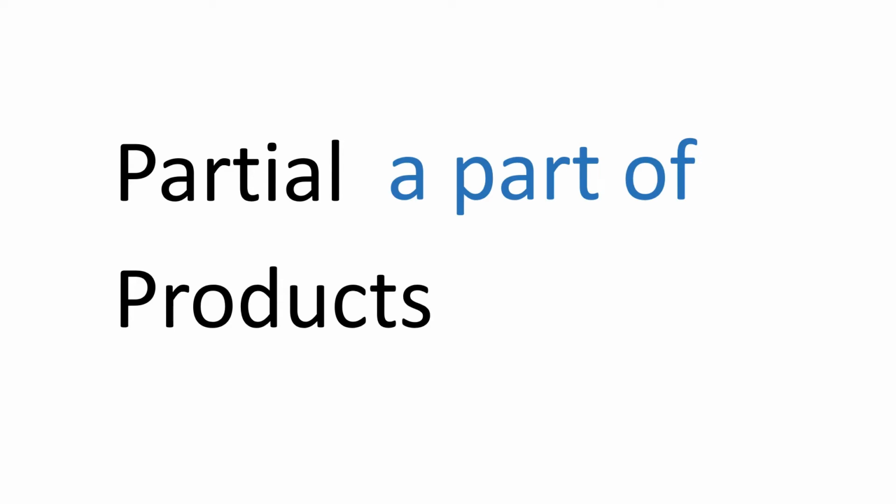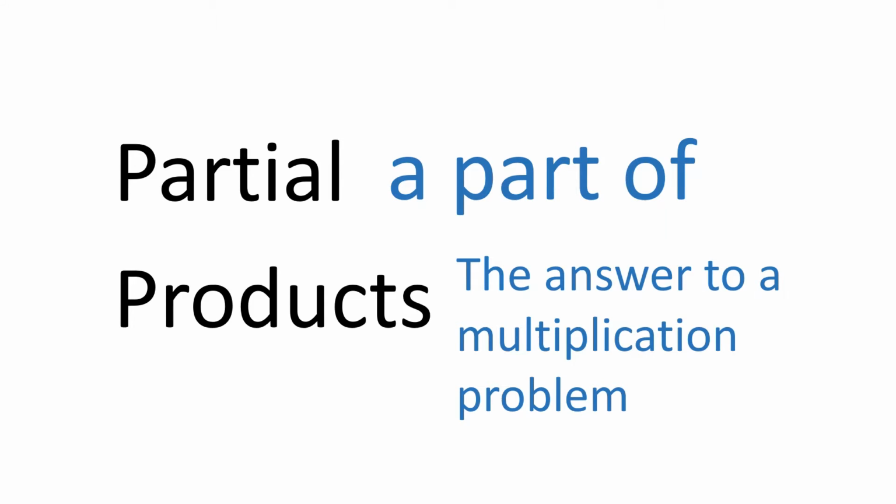Today I'll be explaining how to multiply using partial products. Huh? Partial products. What? Let me break it down for you. Using partial products is a way to solve a multiplication problem. Partial means a part of, and the product is the answer to a multiplication problem. Partial products are the small bits of multiplication we add together to get the final answer.